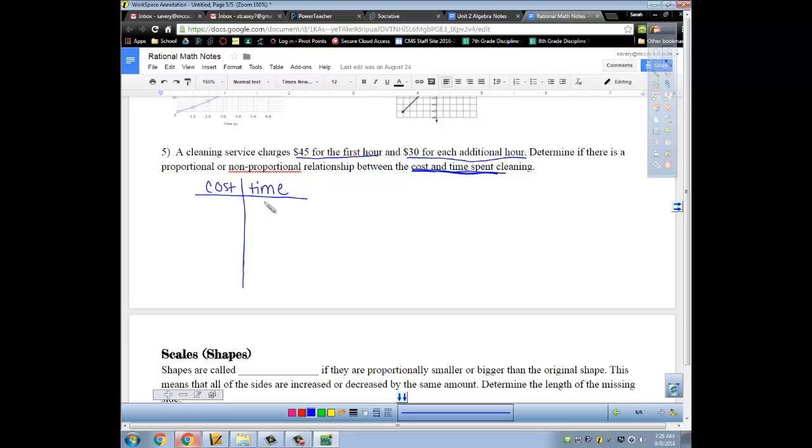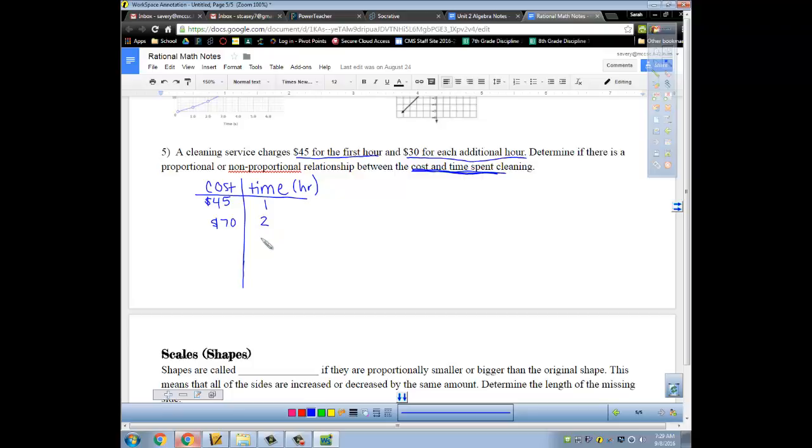So let's say that you hire the cleaning service for, and time I'm going to talk about hours because they were talking about hours. So let's say I hired the cleaning service for 1 hour. It says the first hour is $45, so it costs $45. Let's say I hired them for 2 hours. It'd be $45 for the first hour still, plus 30 for the second. So that would give me a total of 70.